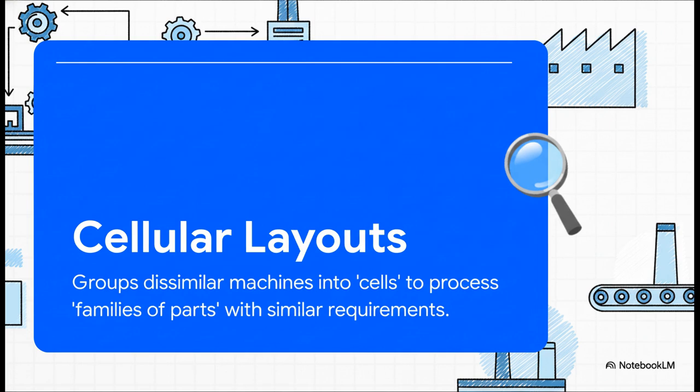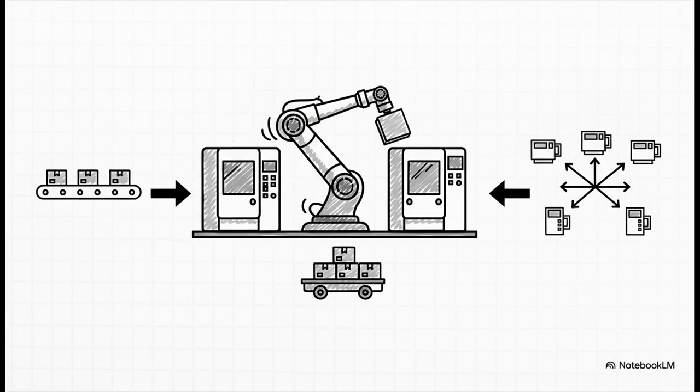So, in cellular layouts, you group different kinds of machines into these little work centers, or cells, that are dedicated to processing families of parts with similar needs. It's almost like creating a bunch of tiny product layouts inside of your bigger process layout. The advantage is huge. You slash material handling and setup times, giving you a big boost in efficiency without sacrificing all of your flexibility. Now let's take that idea and add a layer of high-tech automation.